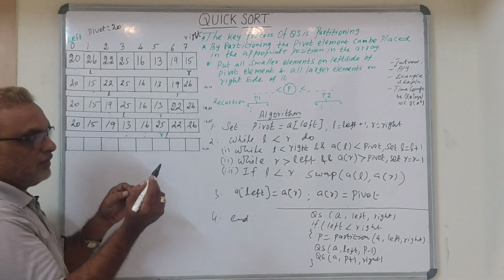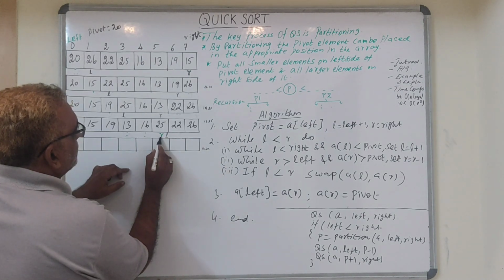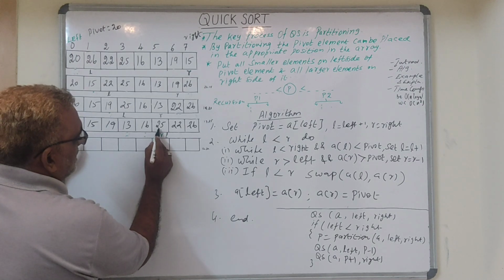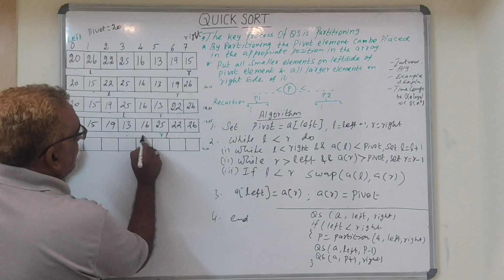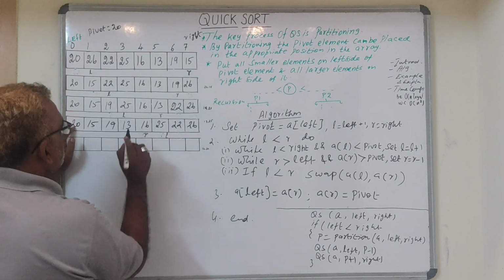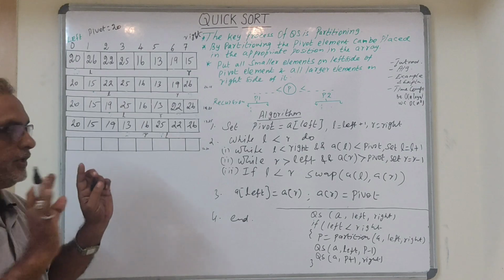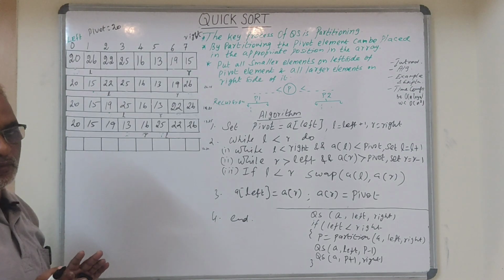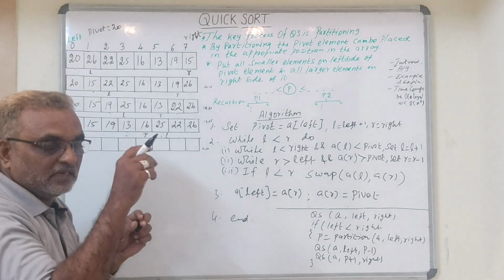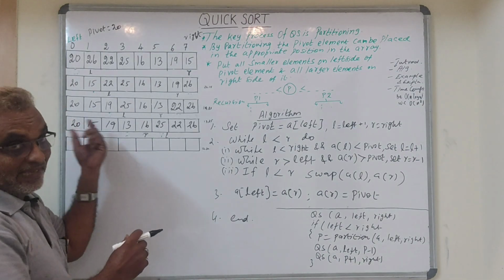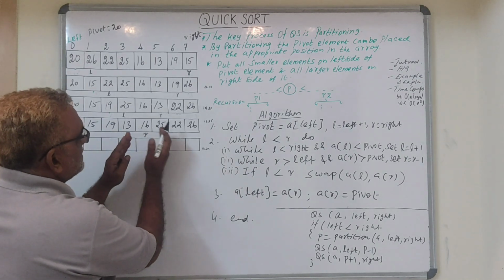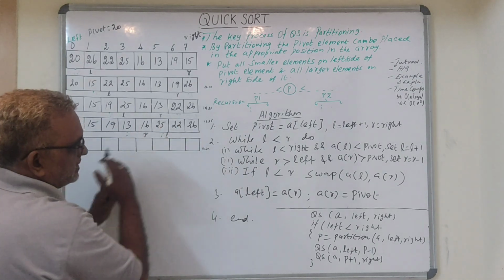Similarly for R, you have to decrement the R value. So R's current value is greater than 20. You have to check for only the lesser value. So decrement the value of R. So R will come here. Okay, 16 is lesser than 20. You can stop here. For R you have to check for the lesser value. For L you have to check for the higher value. But here what happens, R and L cross.